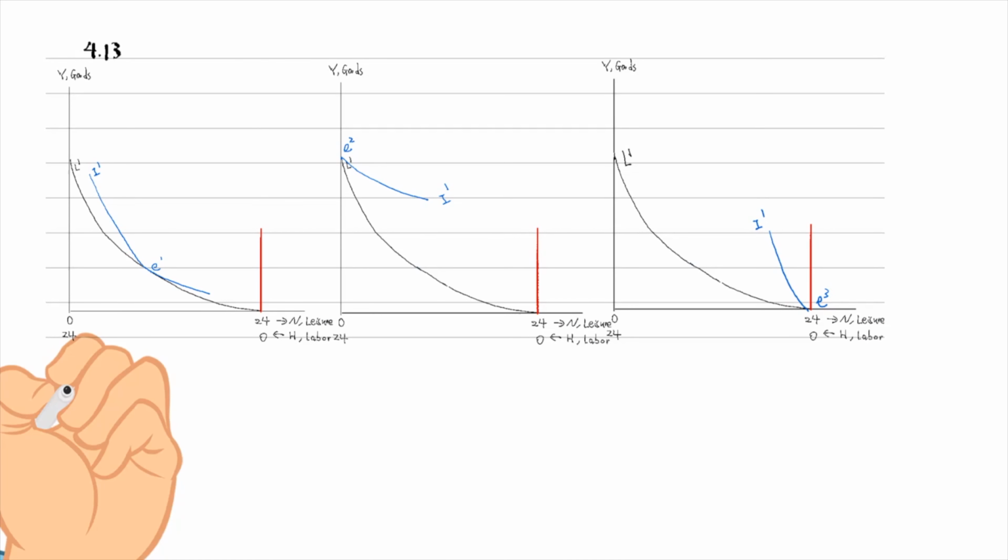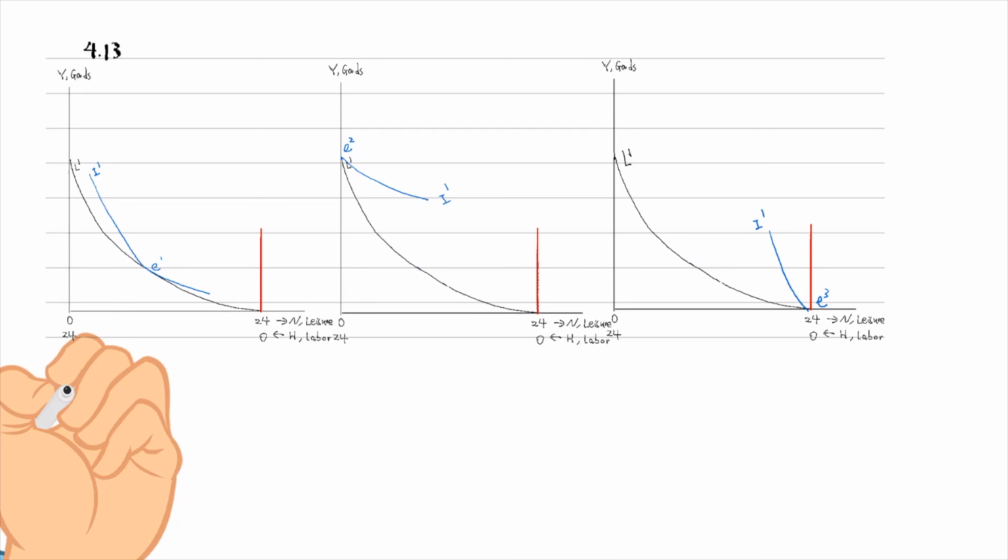We can draw the budget constraint-indifference curve diagram for the consumer's labor-leisure choice. There could be an interior solution or a corner solution. It depends on the slope of the indifference curve and the slope of the budget constraint.